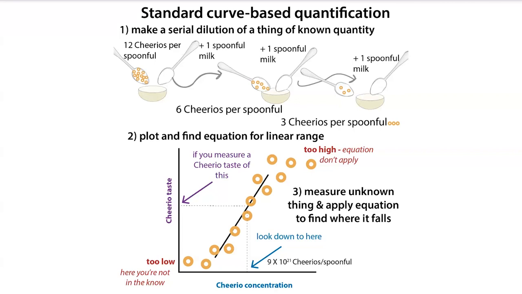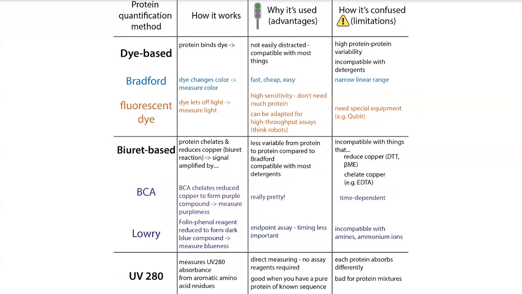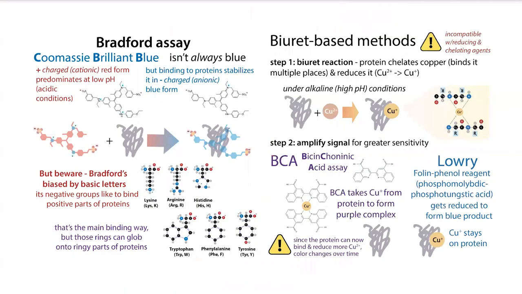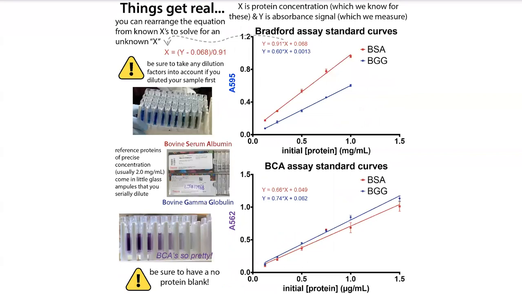Now, in a more realistic example you might come across in the lab, if you're doing some sort of protein quantification, something with, say, a Bradford assay, maybe a BCA, you measure the absorbance of your signal after you mix it with a dye. The dye is going to react with the protein, then you measure the absorbance. So basically, you can measure how blue it is or how purple it is.